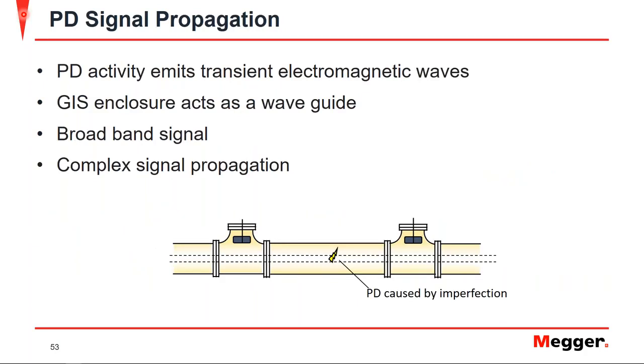So PD activity emits transient electromagnetic waves. We saw that earlier. Now, the good thing about a GIS being enclosed is that it actually acts as a waveguide. Electromagnetic waves travel through the SF6 like radio waves through air. If you imagine yelling into a hallway rather than an open room, the person at the end of the hallway would hear you better than the person in the open room. So this enclosed environment acts as a waveguide. Also, this is a broadband signal, because of the complex signal propagation. Even though the GIS acts as a waveguide, that doesn't necessarily mean the signals travel through without any issues. We'll go into those on the next slide.